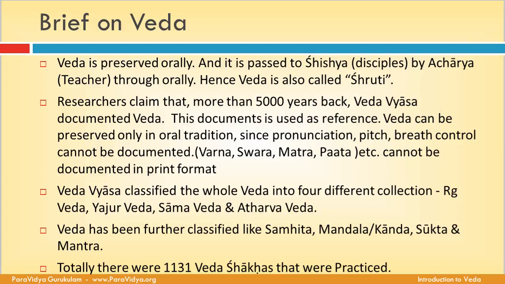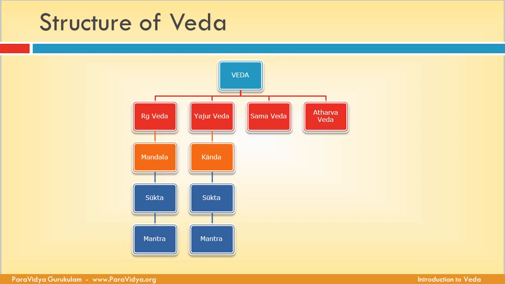Veda has been further classified into Samhita, Mandala or Khanda, Sukta, and Mantra. Totally, there were 1,131 Veda Shakhas that were practiced. Now, this is a structure of Veda.